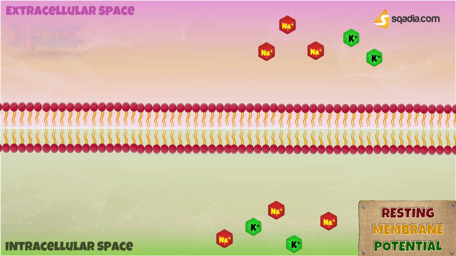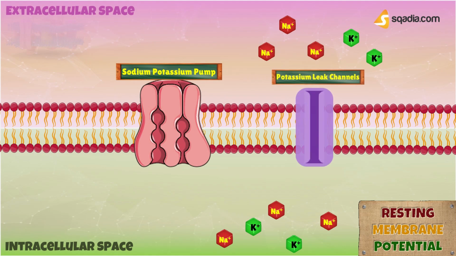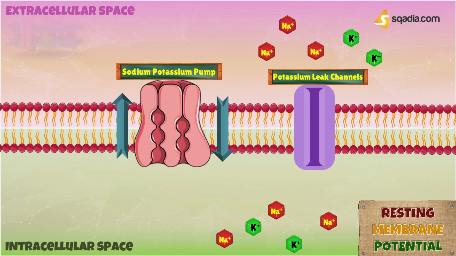Now, you need to remember that there are 2 channels responsible for maintaining resting membrane potential. The most important one is the sodium-potassium ATPase pump, and the second one is the potassium leak channels. There is a pump located inside the cell known as the sodium-potassium pump. This pump is responsible for moving sodium and potassium ions inside or outside of the cell. How does this movement occur?